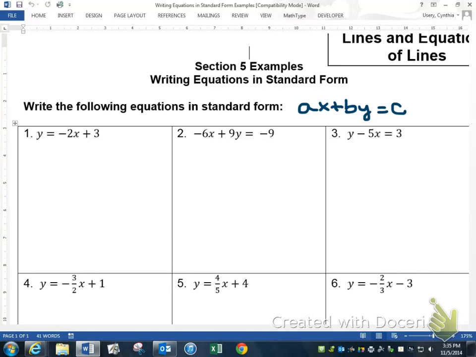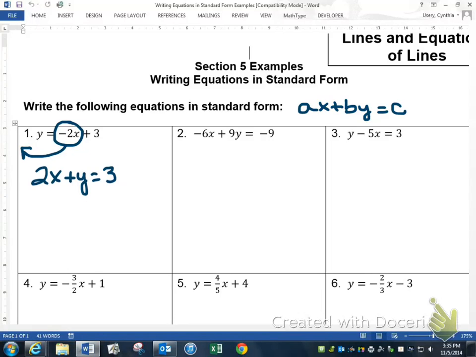So all we want to do is first, if there are fractions, we want to clear them out. In number 1, there are no fractions, so we don't have to do that. Step 2 says that we move all the variables to the left and all the constants to the right. So basically all we have is this right here, negative 2x. We want to move it to the left. Well, when we change sides of the equation, it changes it to its opposite. So a negative 2x on the right side would become a positive 2x on the left side. So we would have 2x plus y equals 3.